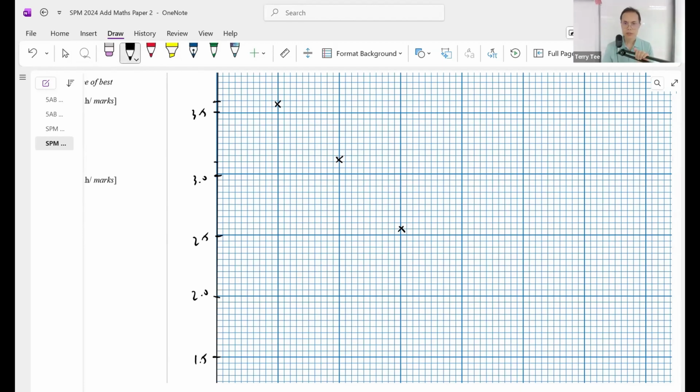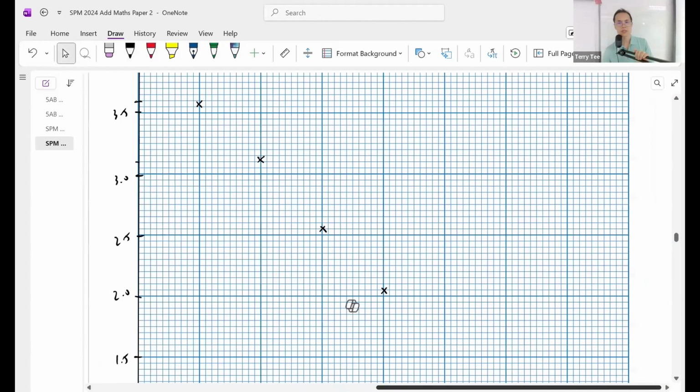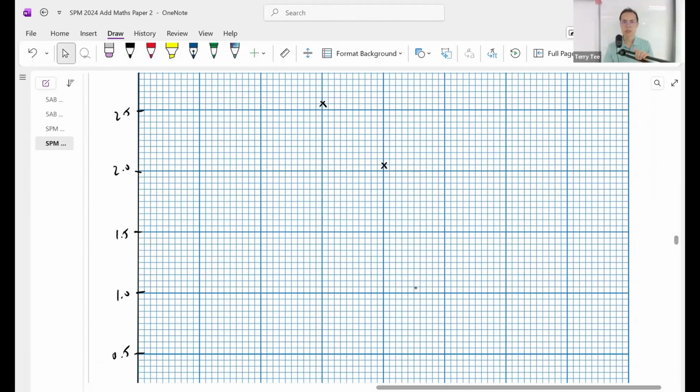2.04. I think we can read 2.05. 2.05 is in between here. Yeah, that is the point here. Now, let's keep going. Next one is 5, 1.65, 1.64.